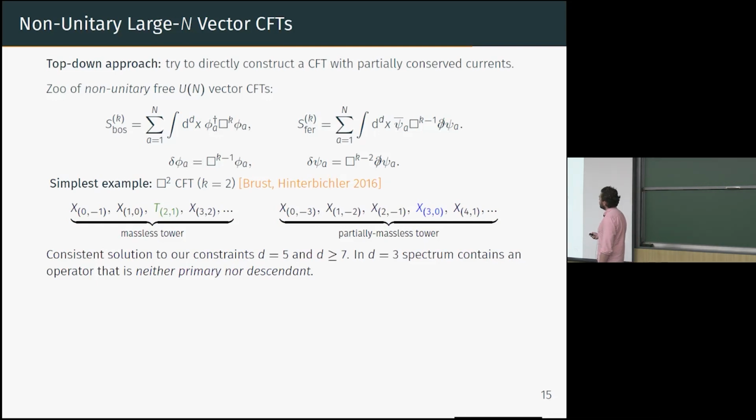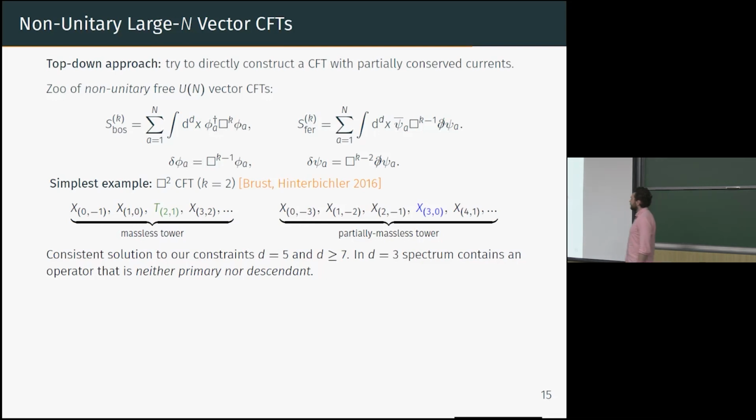The simplest example of a model of this type was studied in detail by my collaborator, Kurt, a couple of years ago. It's this so-called box squared CFT, which is k equals 2 in the bosonic case. If you work out the spectrum of primary operators, you get two infinite towers or Regge trajectories. One has an infinite tower of massless fields, including the stress tensor, and then a second infinite tower contains an infinite set of partially massless fields, of lowest depth the 3, 0 here.